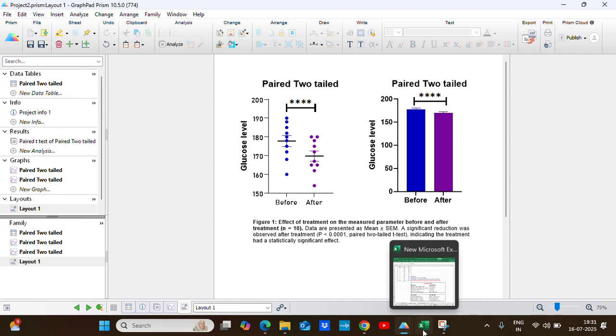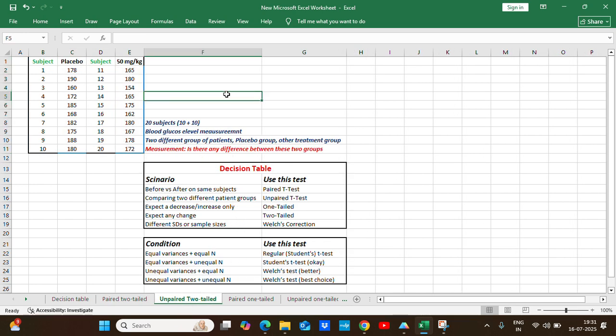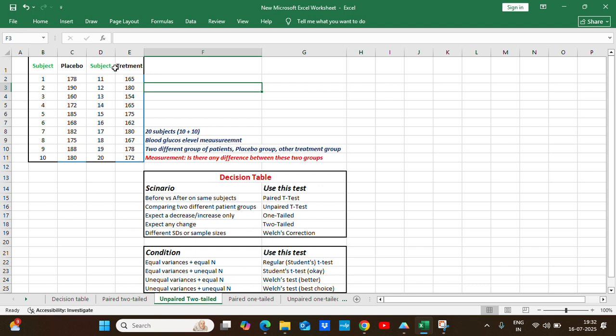Now let's take a different set. We saw the paired two-tailed test. Now let's take the example of unpaired two-tailed. As the name suggests, unpaired means both sets of data have been collected from different sets of subjects. Suppose this placebo group has been collected from 10 subjects, and this treatment group, treatment at 50 mg per kg dose, has been collected from another 10 subjects. So both have different sets of subjects, hence it will be unpaired. And here also we are interested in knowing whether there is a difference between placebo and treatment, so we do not expect any particular direction of change, so it will be two-tailed.